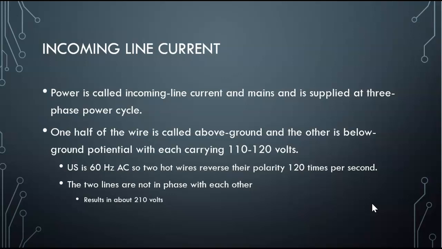Okay, so the U.S. is 60 hertz on AC. AC is alternating current. So the two hot wires reverse the polarity 120 times per second. Okay, these sound like great quiz questions. Okay, the two lines are not in phase with each other. Okay, that results in about 210 volts.